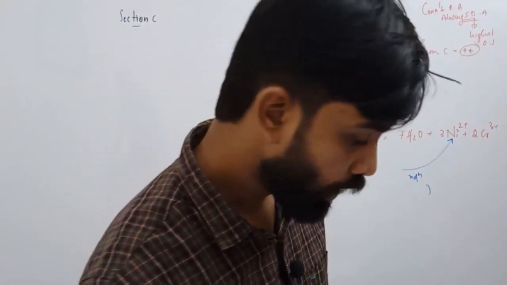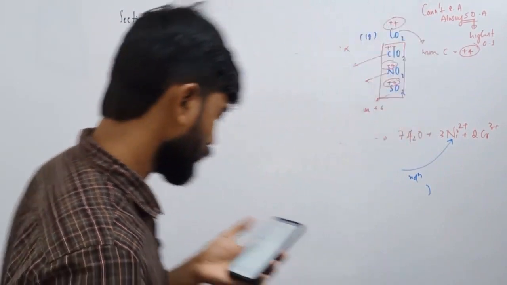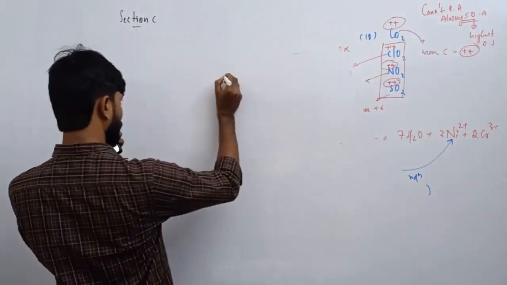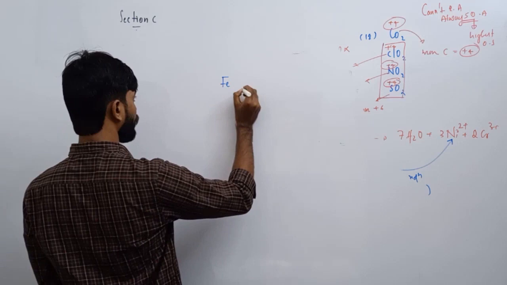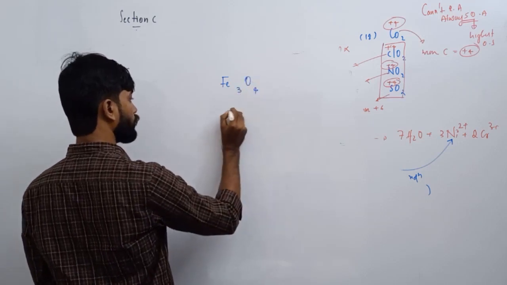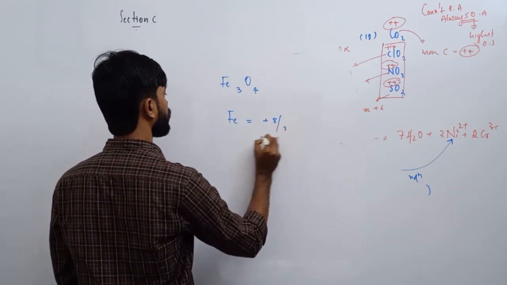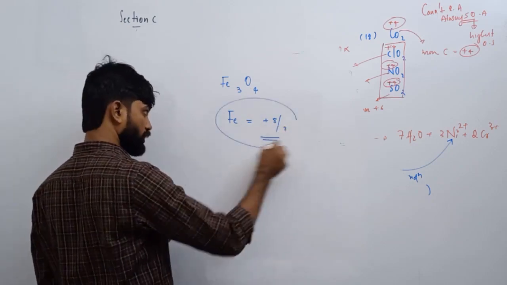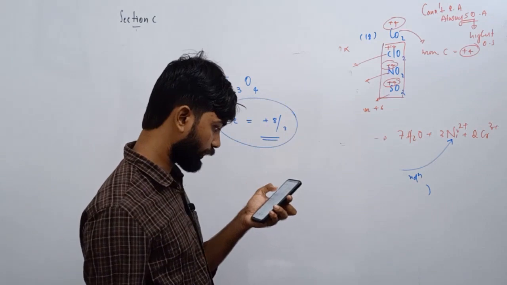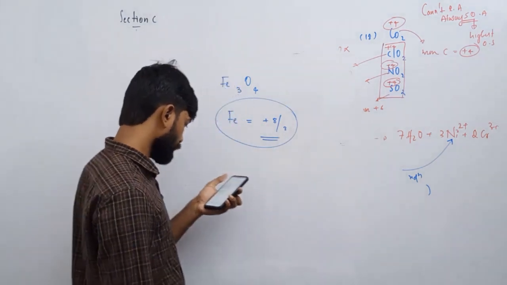Okay. Moving to the next question. The oxidation state of Fe in Fe3O4. We know that in Fe3O4, the oxidation state of Fe, we already discussed this in the exceptional oxidation states, is plus 8/3. Perfect.